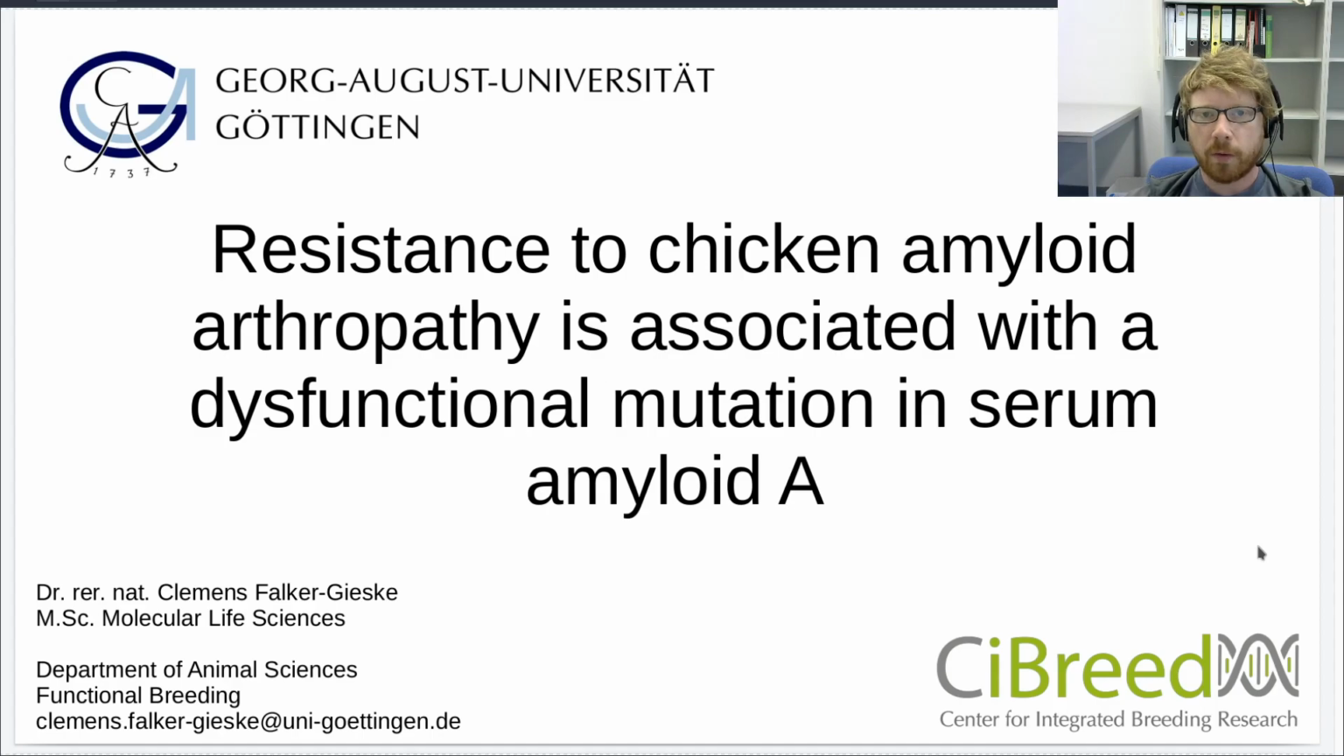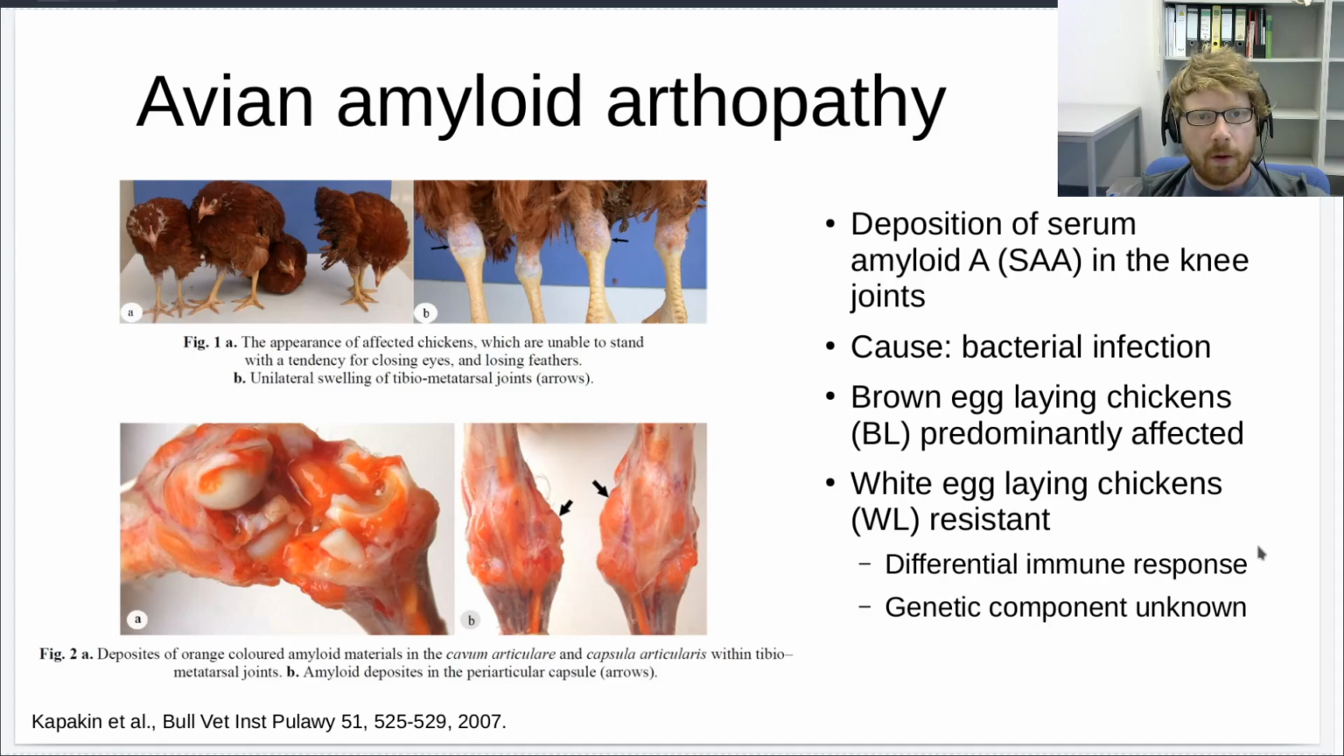I'm a postdoc at the Göttingen University in Germany, and today I want to present my data about a mutation that we discovered in white egg-laying chickens that might give them a resistance to amyloid arthropathy. Amyloid arthropathy is a disease which is characterized by swollen knees in affected chickens.